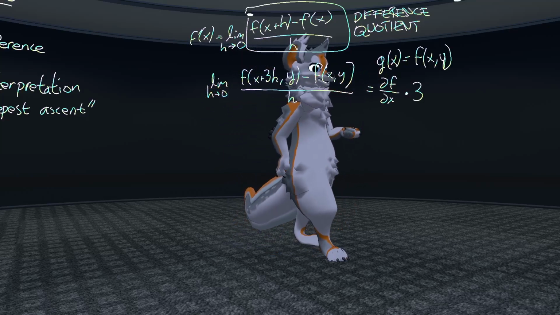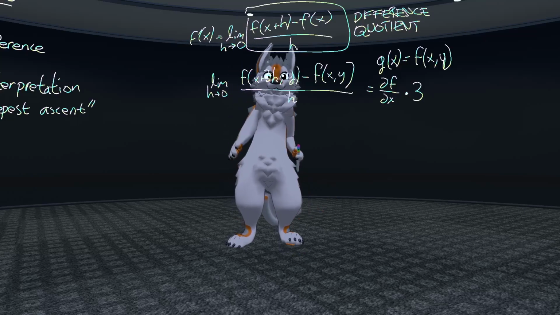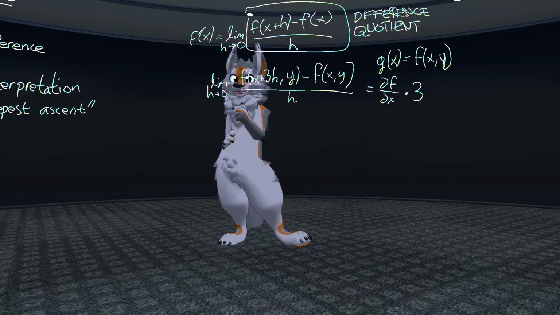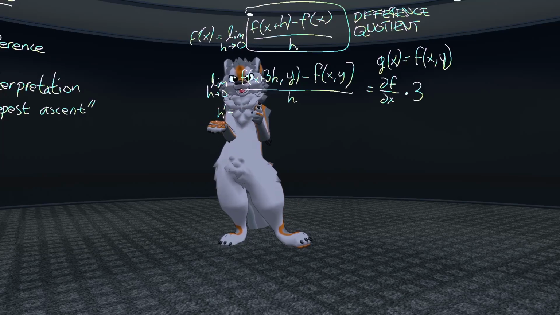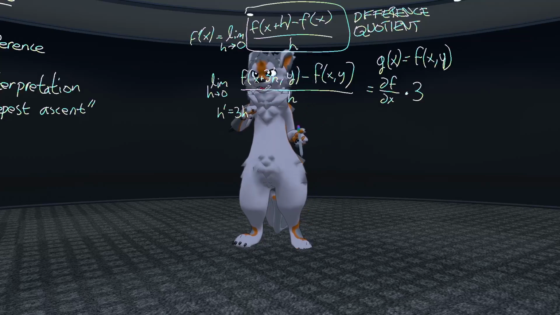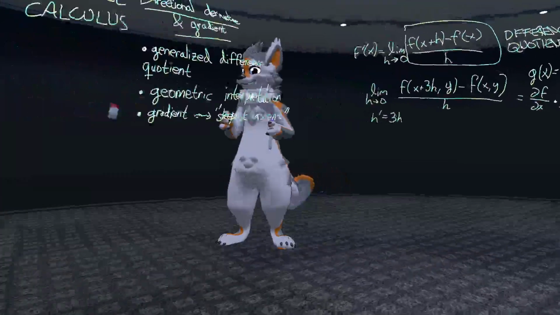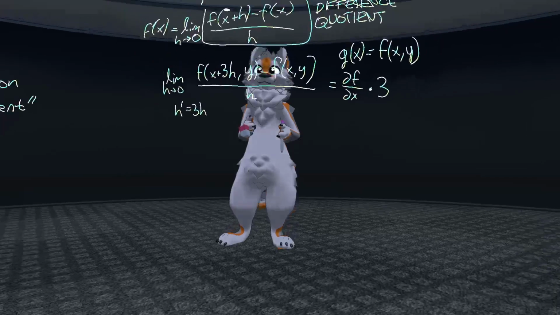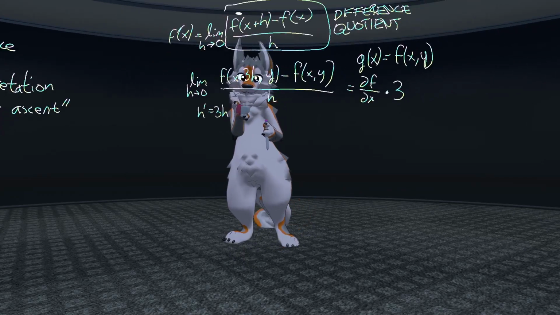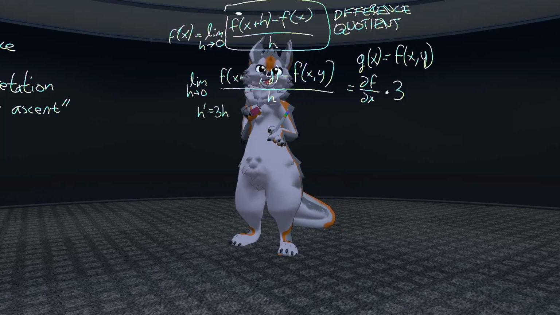I think one way to argue for this is to do a little substitution, right? We substitute in h prime, which is just some new name, where h prime equals 3h. And we could presumably just put h prime here, right? Let me get my eraser real quick. This eraser works. So let's put h prime there.